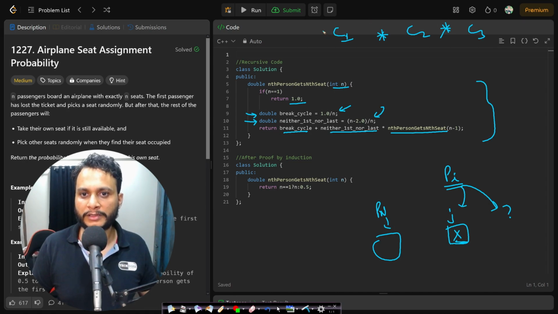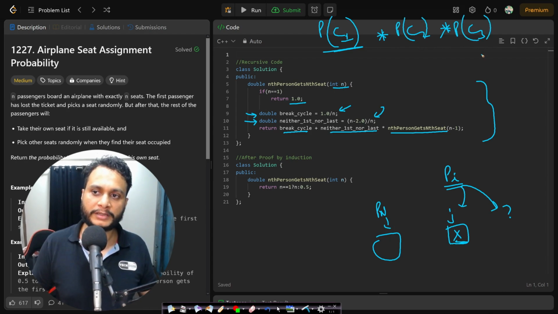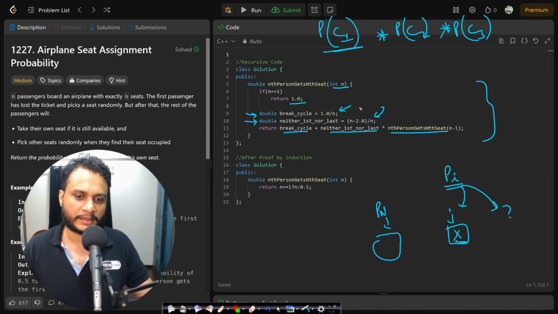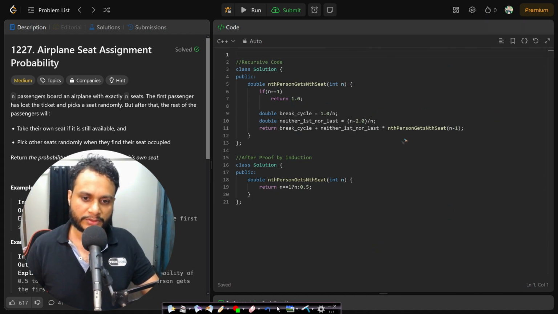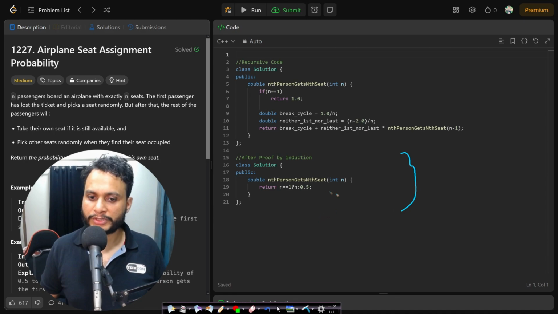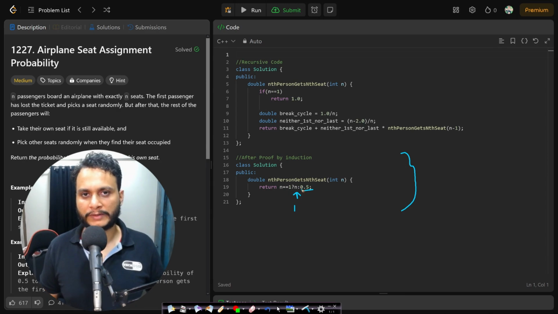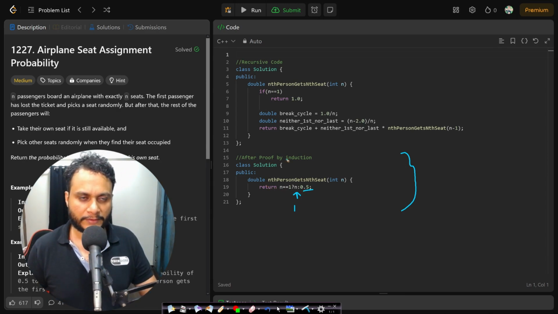Then if you want to find out the chance of all the conditions happening together, you have to check the probability of condition 1 and the probability of condition 2 and the probability of condition 3. You multiply them together and then only you can get to the final answer, right? That's it for the recursion solution. In the proof by induction solution, you know that if n is 1, then you need to return the value of n, that means 1. Otherwise, you need to return 0.5. So that's it for the problem.